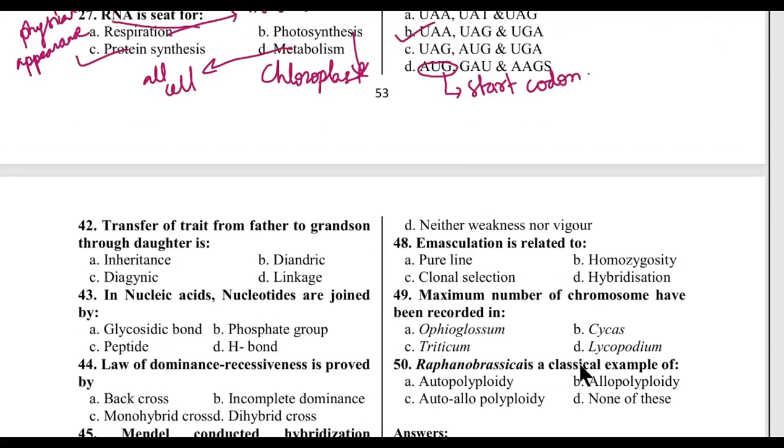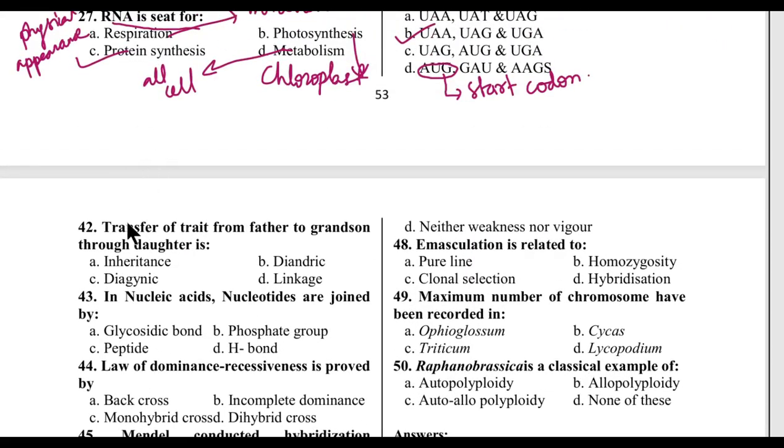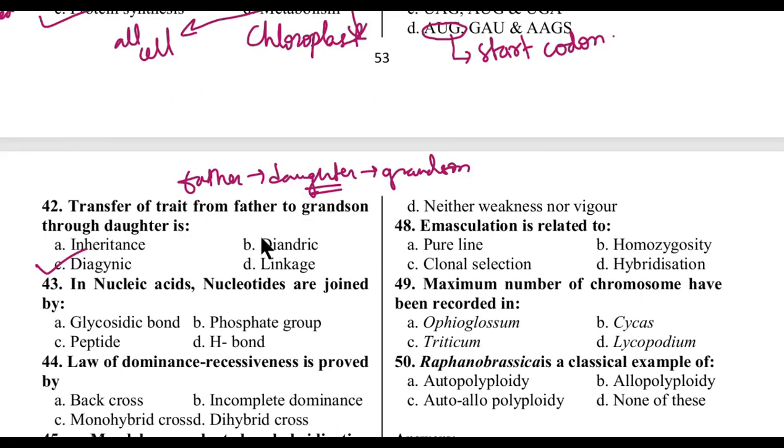Now let's move to question number 42. Transfer of trait from father to grandson, father to grandson through daughter. So here the mediator is the daughter. This is the case called digenic, and here inheritance is the simple term. Talking about the diandric, it is actually of paternal origin. And here linkage deals with the same chromosomes.